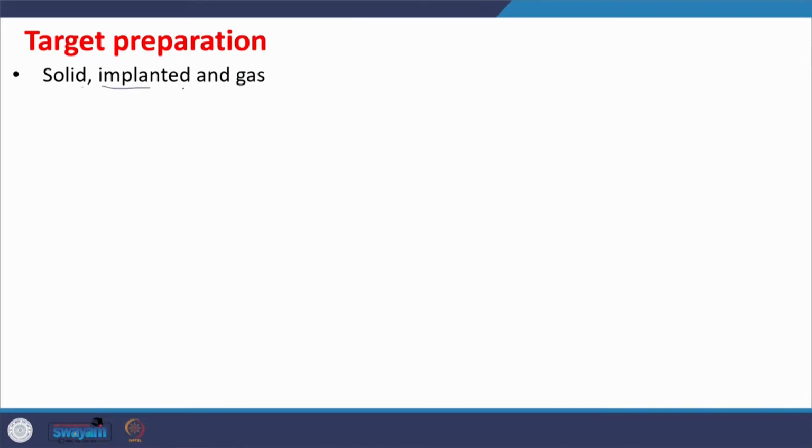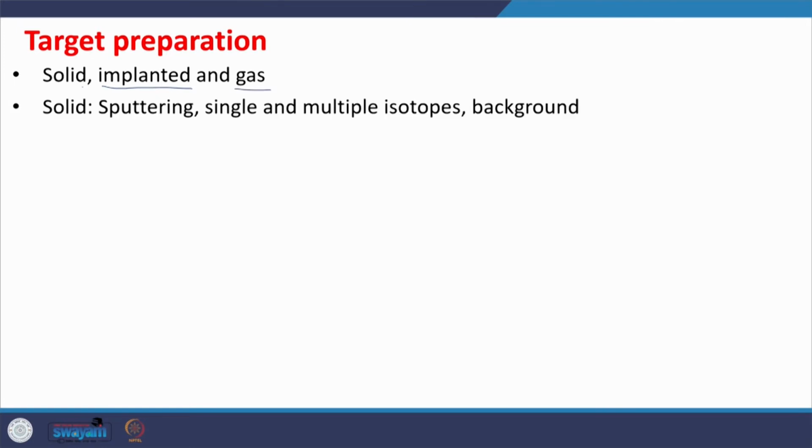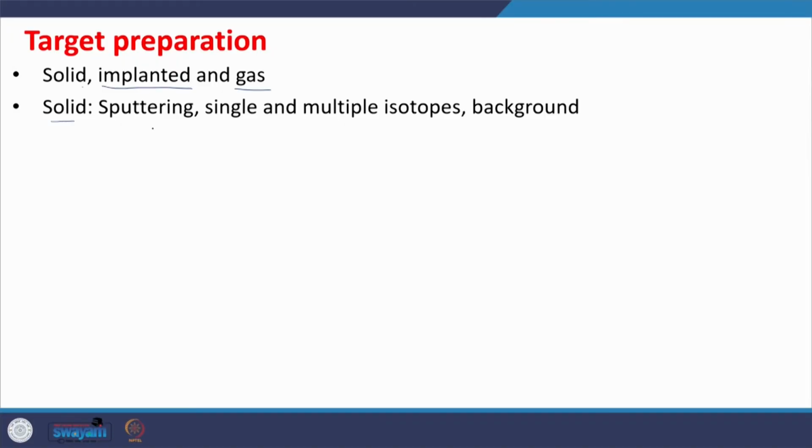It can be a solid target, sometimes implanted targets, sometimes gas targets. And I cannot cover the preparation methods of all these types of target materials. In general, solid targets are prepared mostly using the physical evaporation method or sputtering method, and sometimes it can have a single element or sometimes more than one isotope. There is a problem of overlap of the reaction products, and background also should be very low, such that the target material should be prepared in such a way.